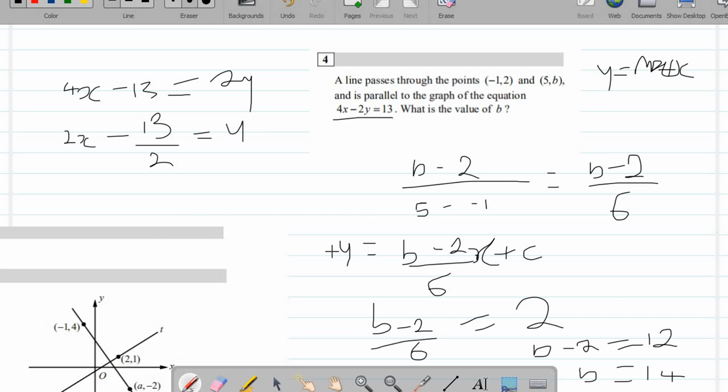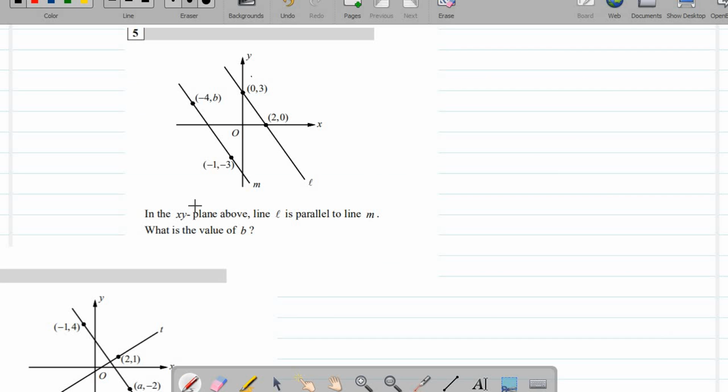Let's move to the next one, the last one. Here we have question number 5. It's saying that in the xy plane, line L is parallel to line M. What is the value of b? So this is it, line L and line M.